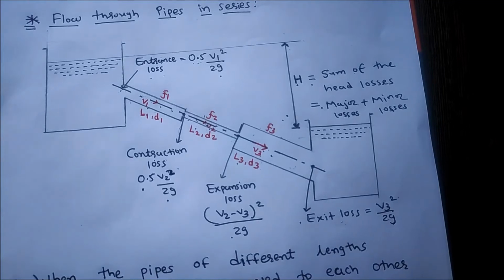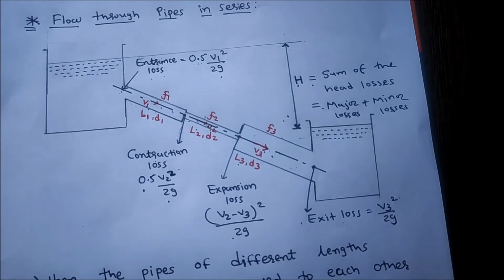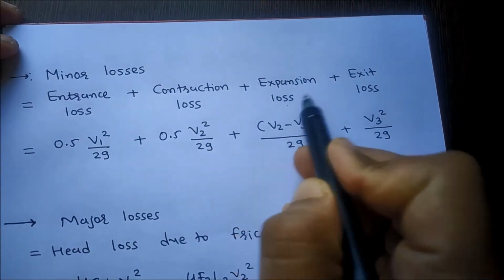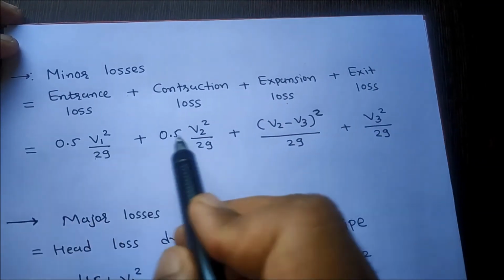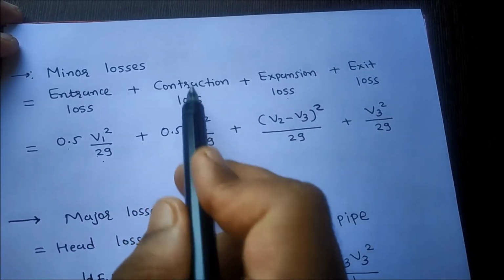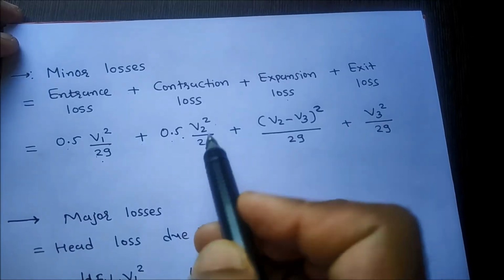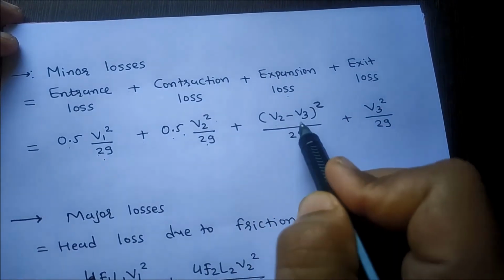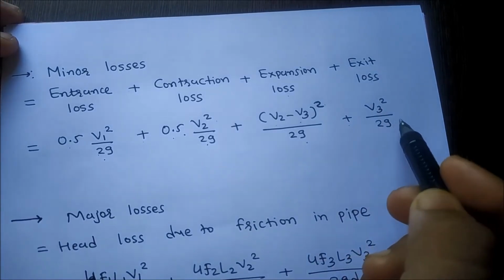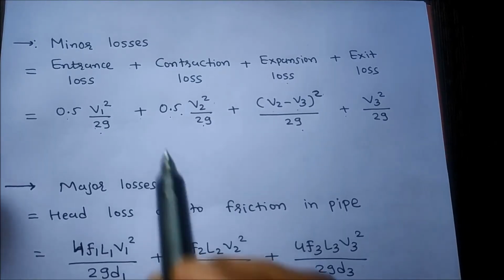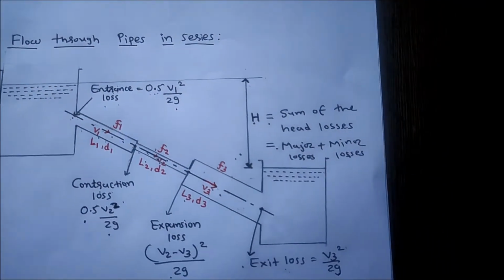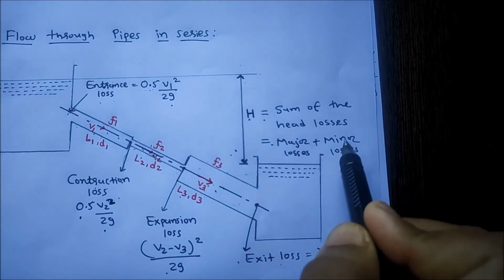So first we write what the minor losses are. Minor losses is equal to entrance loss plus contraction loss plus expansion loss plus exit loss, and put in the values of these losses: 0.5 v1 square by 2g, plus contraction loss 0.5 v2 square by 2g, plus expansion loss (v2 minus v3) whole square by 2g, plus exit loss v3 square by 2g. So what is the total head loss? Head loss is the minor losses plus major losses. So H is equal to the sum of the head losses, that is major losses plus minor losses.